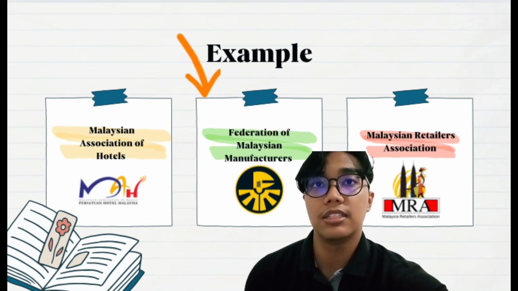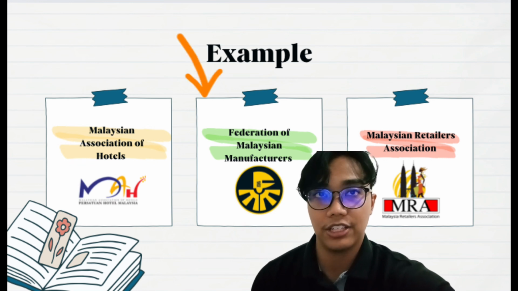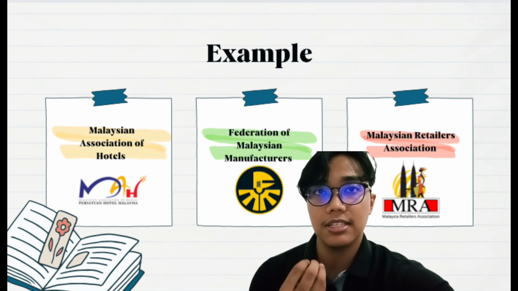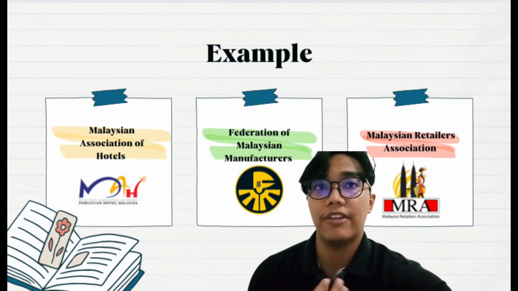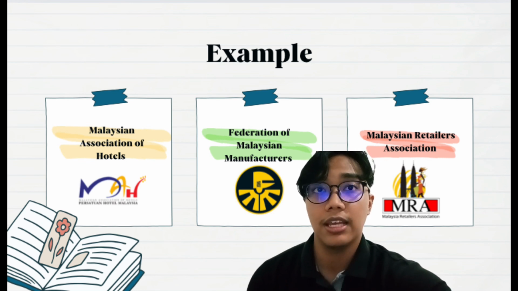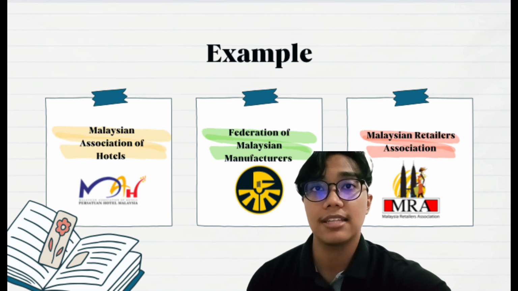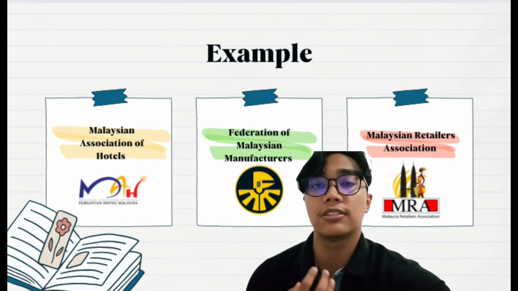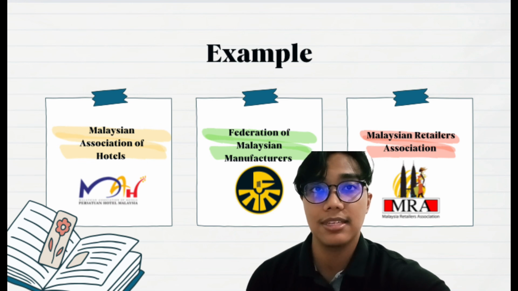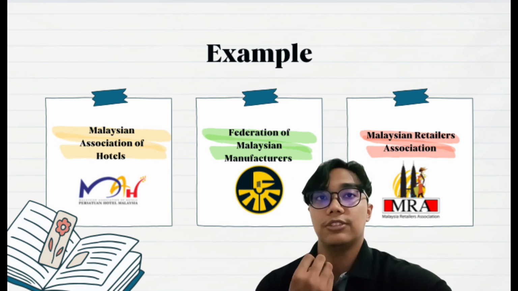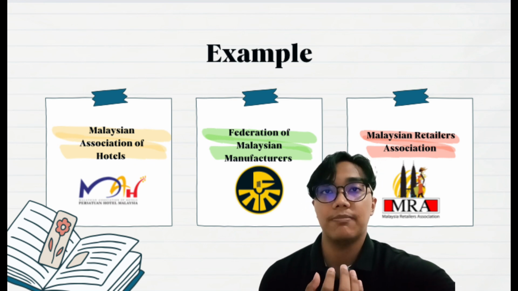The second one is the Federation of Malaysian Manufacturers. Its purpose is to represent the interests of manufacturing companies in Malaysia. It advocates for policies that support the manufacturing sector, provides training and consultancy services to its members, facilitates business networking opportunities, and conducts research on industry-related matters.